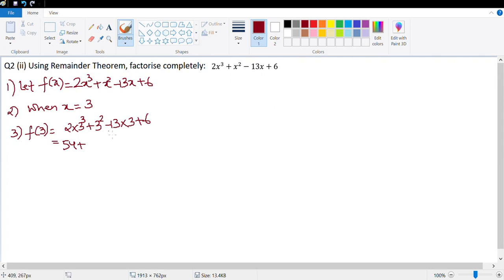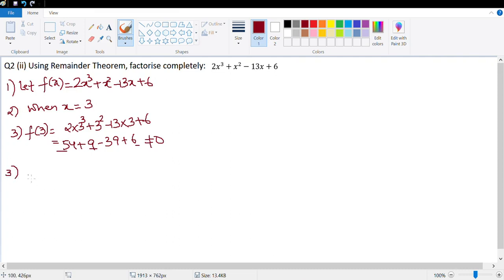Have I not written the question correctly? Let me just check. That's 2x cube plus x square. No, I've written the question correctly. So that's 9 minus 39 plus 6. That's 60. So this is not equal to 0, which means x minus 3 is not a factor.